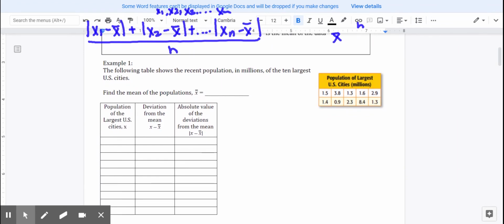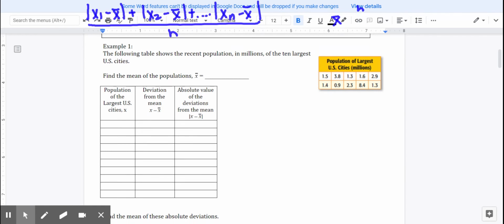We have a table and it shows the recent population in millions of the 10 largest US cities. So the first thing I'm going to want to do is take these 10 values right here and put them into my table. So just list those 10 x values. 1.5, 3.8, 1.3, 1.6, 2.9, 1.4, 0.9, 2.3, 8.4, and 1.3. The next thing we're going to need to do is to find the mean of this data set.